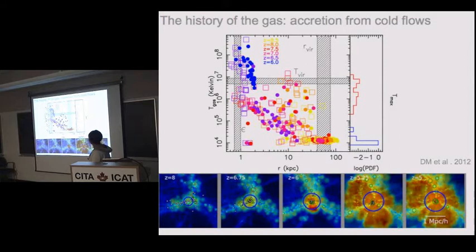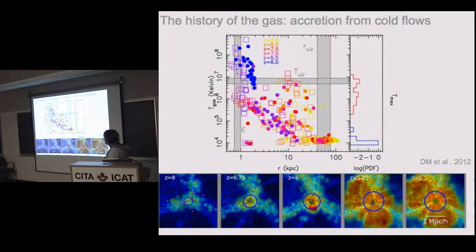Well, you can see that as you step back in time, all of this gas was associated with this large-scale filament. They all come directly from these cold streams that are providing all the cold gas into the center of this galaxy.